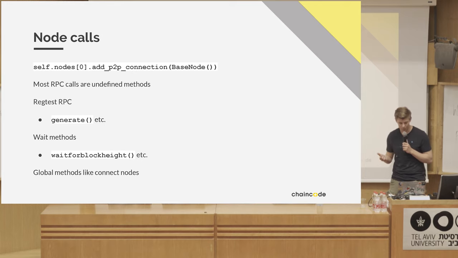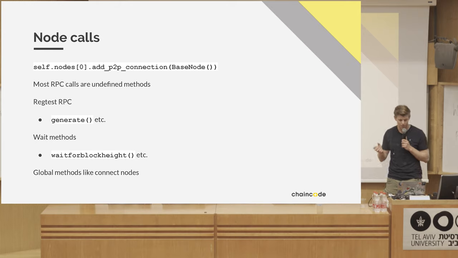Also in every test, what you're going to see is calls on the nodes. You will typically have an array of nodes on self, and then you will refer to these nodes by just giving the number, but you can also alias them if you want. And then you're going to do calls on them. These can either be helper calls, but these can also be just RPC calls.